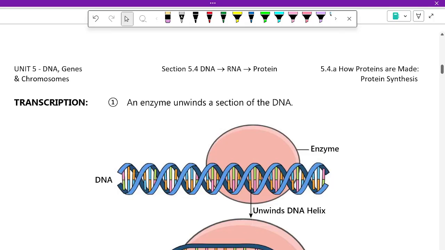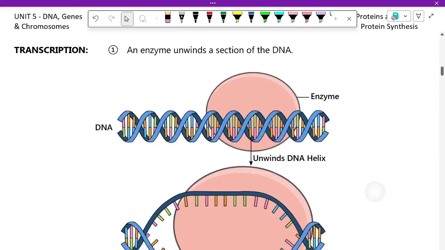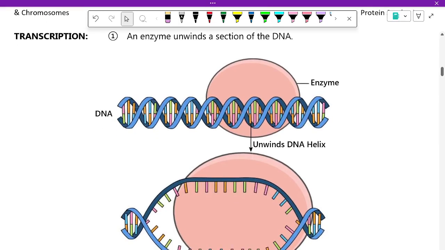You don't need to know the details here, but some people are confused. They don't know how this happens. What happens is there is an enzyme that actually unwinds a section of the DNA helix. Helicase, yes, you are right. I'm going to write it down, but you do not need to know this, not even enriched. I'm not going to put it anywhere. Helicase.